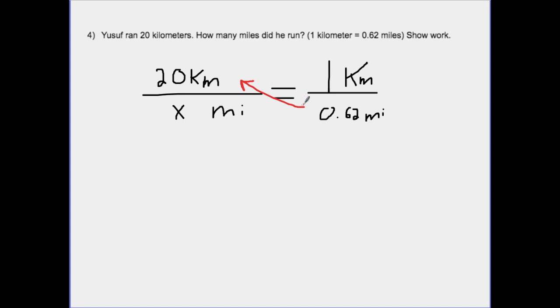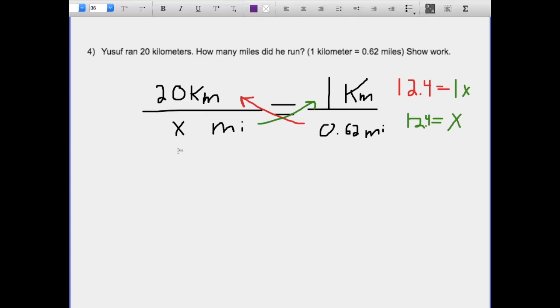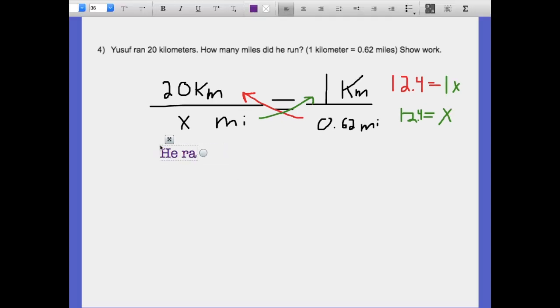So we're going to go ahead and multiply 0.62 times 20. We get 12.4 equals x times 1 is 1x. Well, as we saw before, 1 times anything is itself. So we get 12.4 here. So our final answer is going to be he ran 12.4 miles.